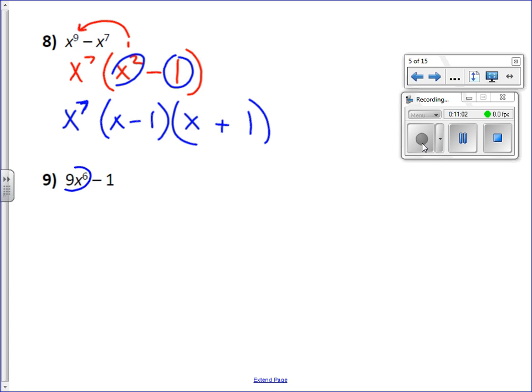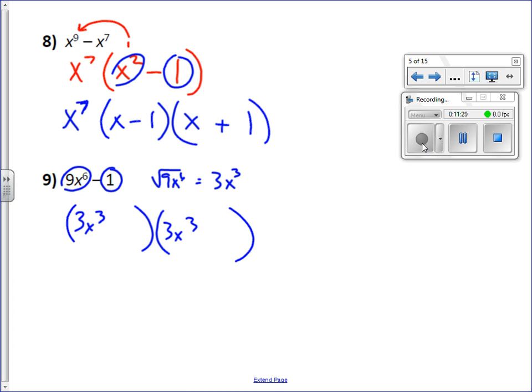On number 9, if you look closely, these are also, again, a difference of 2 perfect squares. The square root of 9x to the 6th is 3x to the 3rd. So that becomes 3x to the 3rd here, and here, 1 and 1, one's addition, one's subtraction.